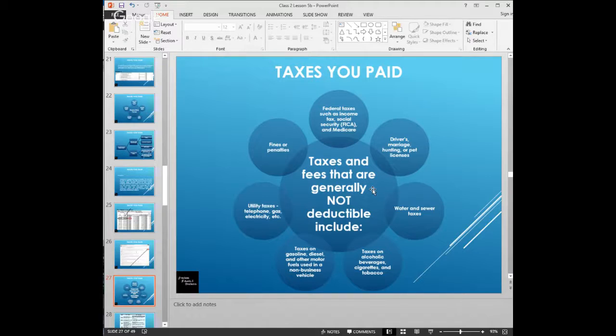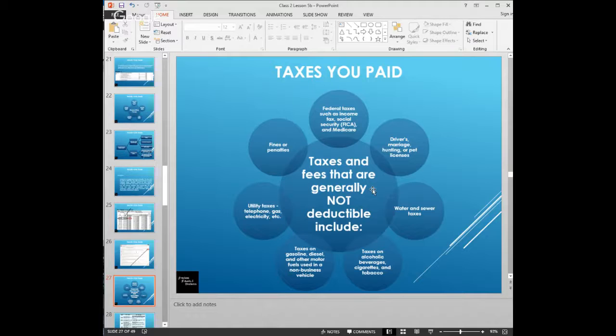Taxes that you pay are taxes and fees that are not generally deductible. Federal taxes, such as your income tax and your Social Security and Medicare, you do not get to deduct those. If you receive a license, like a driver's license, a marriage license, hunting or pet licenses, those are not considered to be taxes. Water and sewer taxes are again not considered to be taxes. Any taxes on alcohol, beverage, cigarettes, and tobacco, any taxes on gasoline or other motor fuels, not considered deductible.